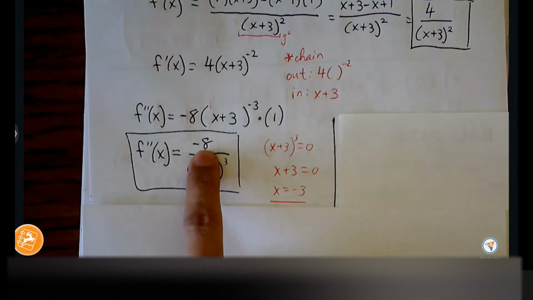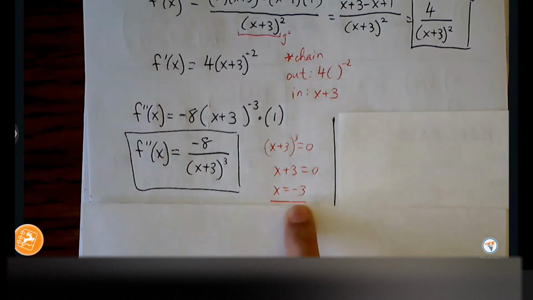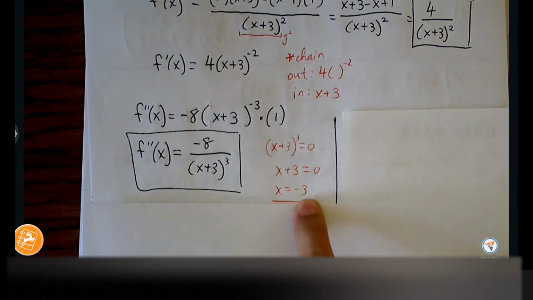So numerator, nothing comes of it, right? Negative 8 doesn't equal 0. But if I set x plus 3 equal to 0, I get x equals negative 3. Now, to let you know, negative 3 is actually a vertical asymptote, but we still want to put it onto our sign line because it helps separate our intervals of concave up and concave down.